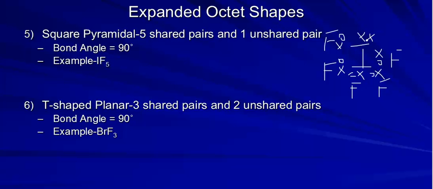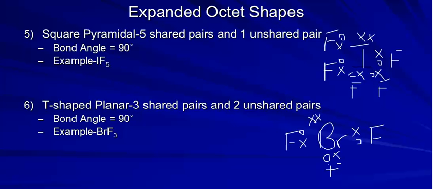Number 6, T-shaped planar, BrF3. Br is in the middle, F on the outside. F has 7. I'm going to draw 1 for F. Br has 7. 1 goes to each fluorine to give fluorine the 8. And then you've got 4 left over. So you've got 2 unshared pairs around the bromine. 3 bonds, 3 shared pairs. It's a T-shaped planar, and the bond angle is 90.